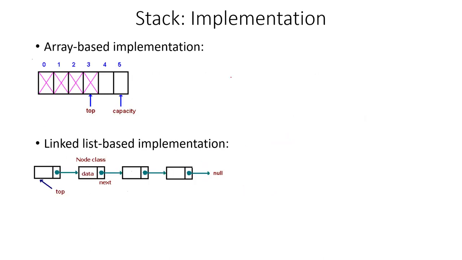So here is an array-based implementation and a linked list-based implementation. As you can see here, we first created an array with a defined size, and let's say that the size of our stack is 5. When we add elements, we put elements from left to right, and the last element in our array is also the top of our stack. So here we see that the element with index 3 is our top element because it's the last one.